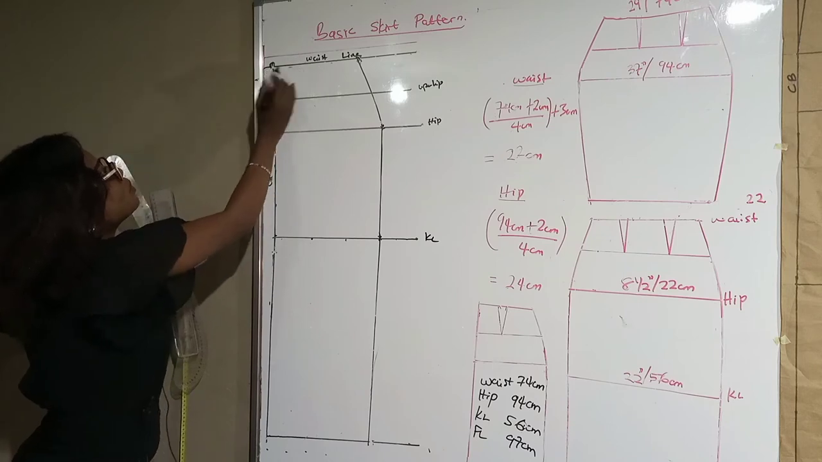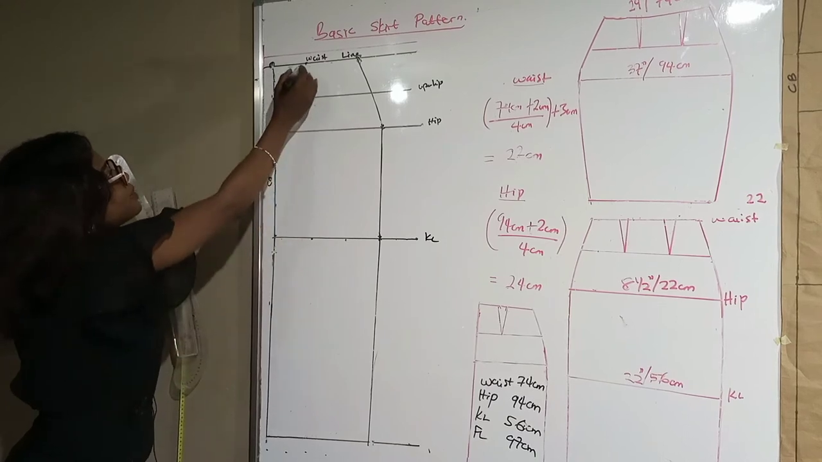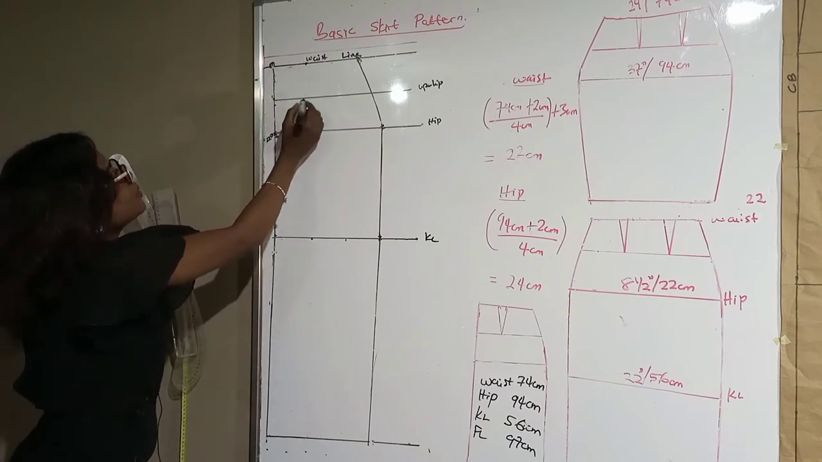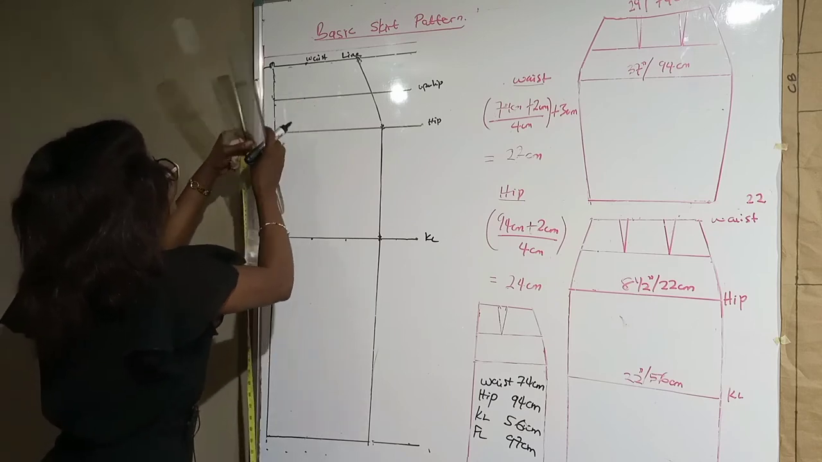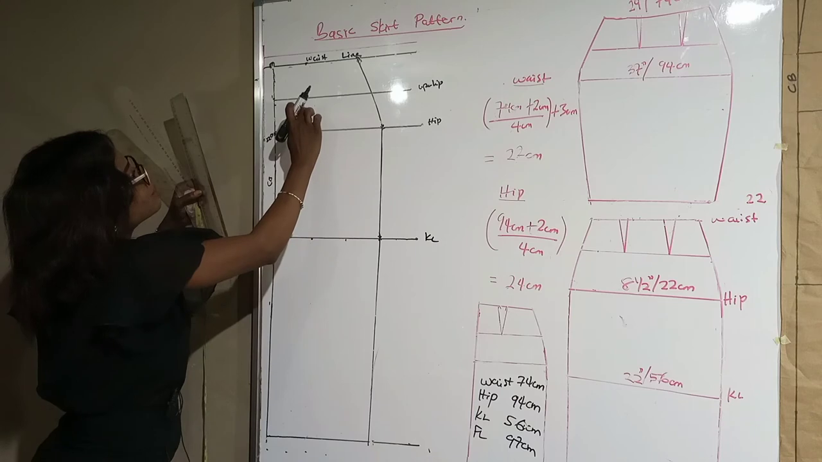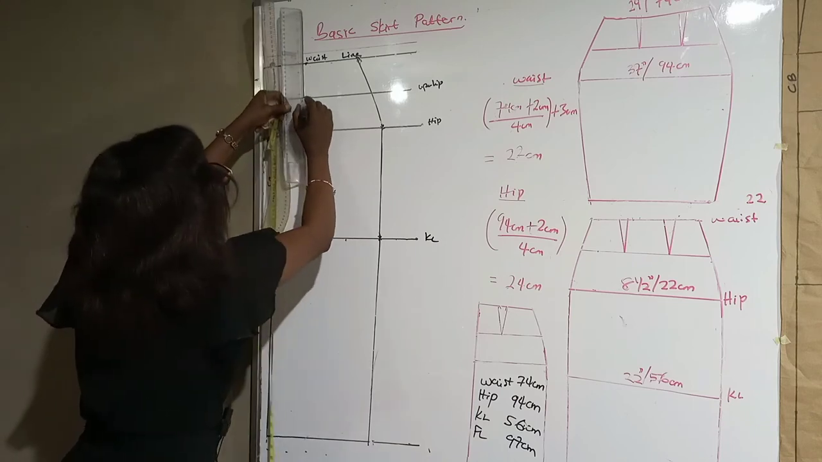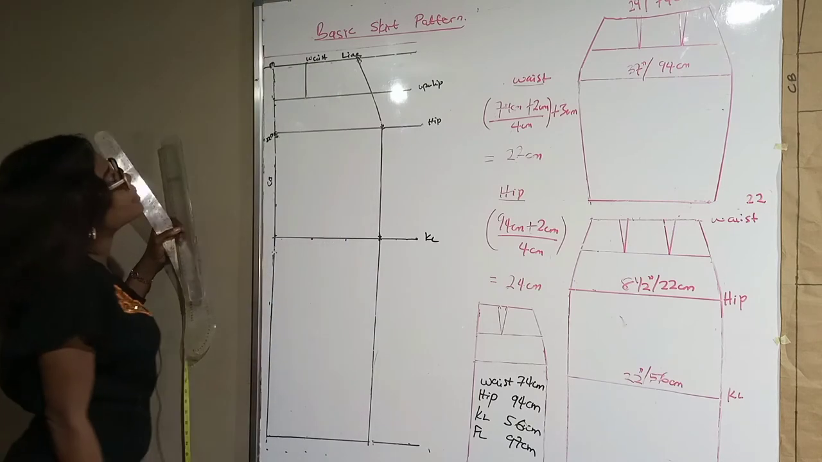So from point O to here is 10 cm, because it's half of it. From here to here also 10 cm. Then you now connect it. The length of your dart is resting on your upper hip. So now you connect with the straight line. So that is my dart.